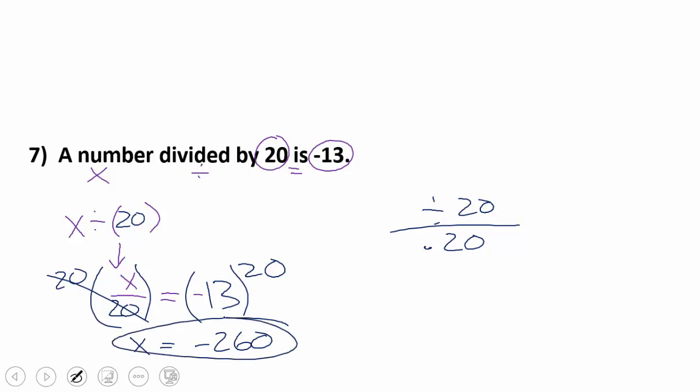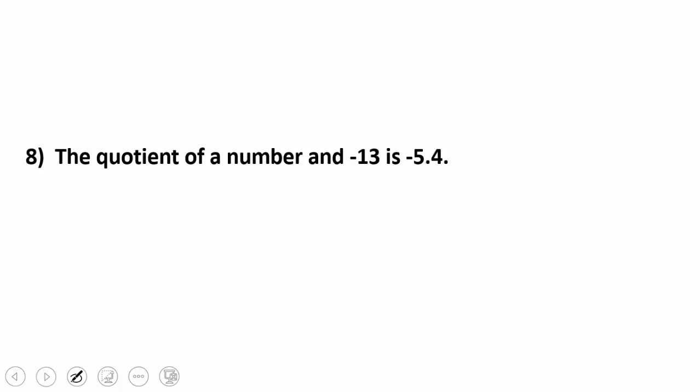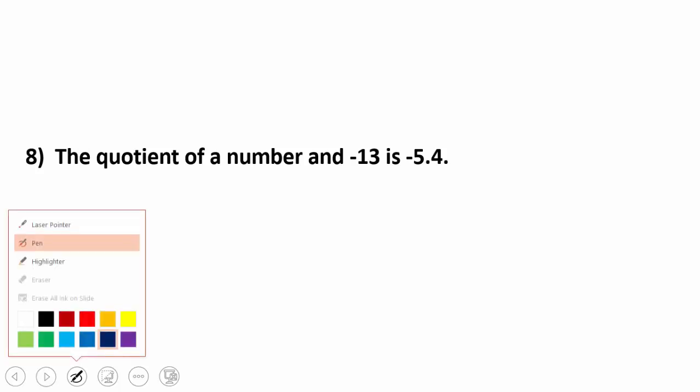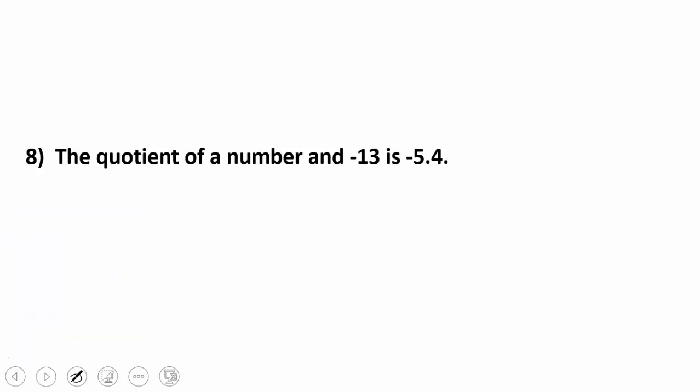Let's go to example number 8. The quotient of a number and negative 13 is negative 5.4. You can have fun reading this stuff sometimes as well. So let's pick a different color. Let's go boring black. How about that? The quotient, I'm dividing, of a number, x, and negative 13 is negative 5.4.